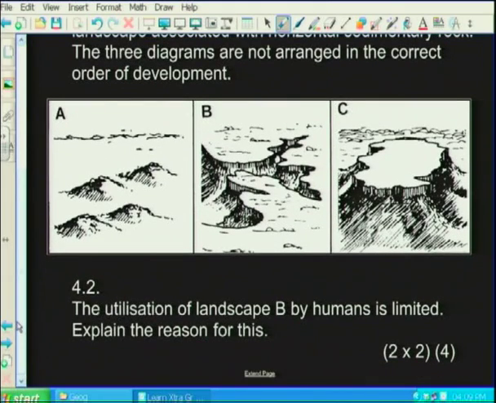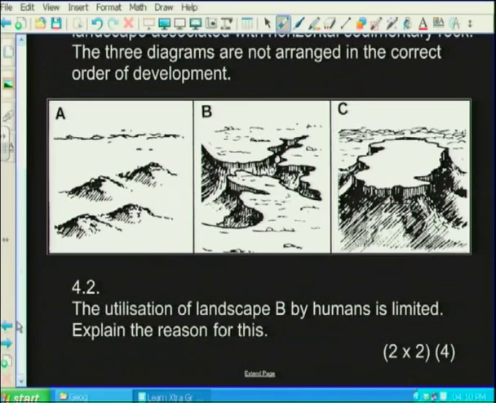The utilization of landscape B by humans is limited. Explain the reasons for this. It's been described to grade 12s as the Karoo landscape. The Karoo landscape is typically a desert area. The geographical term for a desert, they speak about arid conditions. If we speak about arid conditions, it implies hot, very little vegetation. Okay, so explain the reason why this landscape is not going to be able to be used. It is arid. The temperatures are high.